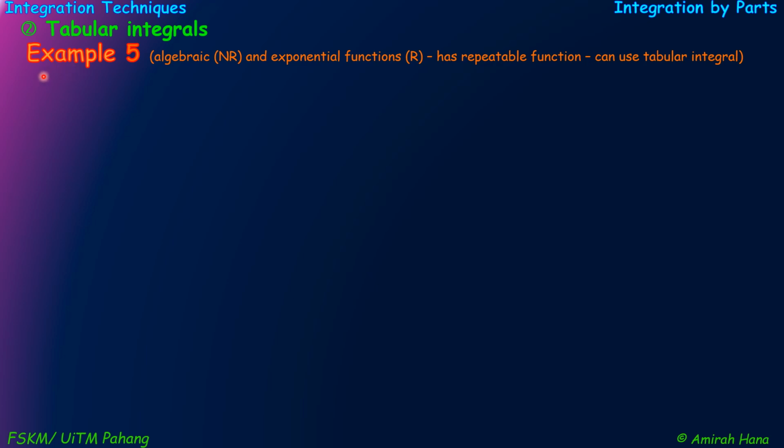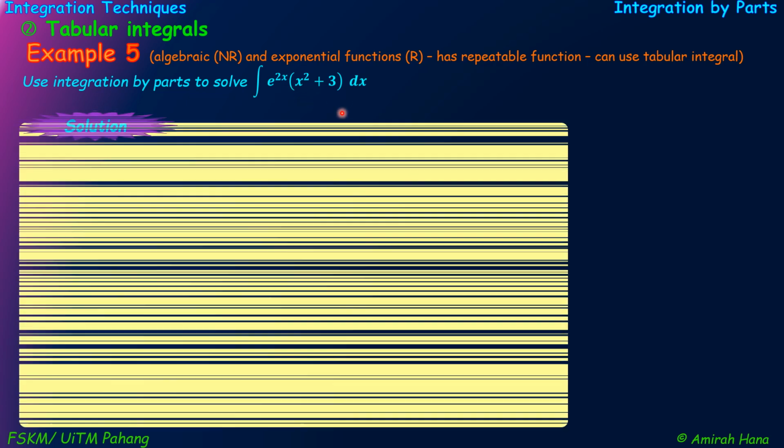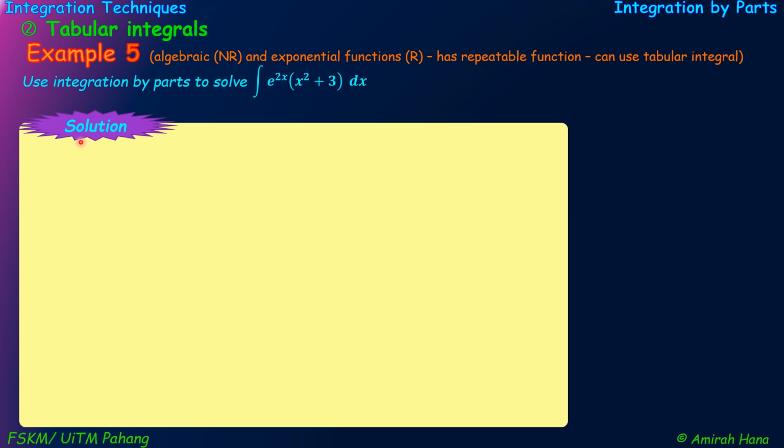Hi everyone, Assalamualaikum. In this video, we will discuss example 5 under integration by parts. In this example, we will discuss tabular integrals. Use integration by parts to solve the integration of e to the power of 2x times x squared plus 3 dx. Now let me look at the complete solution.